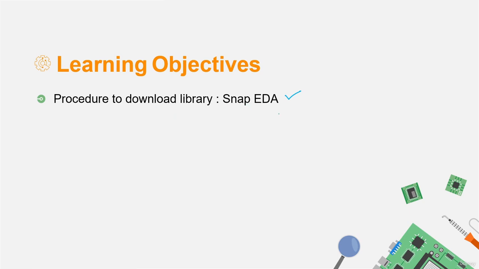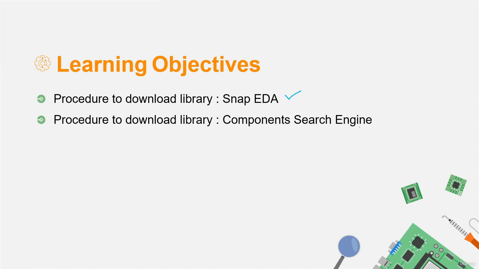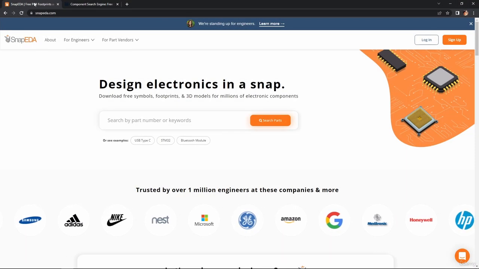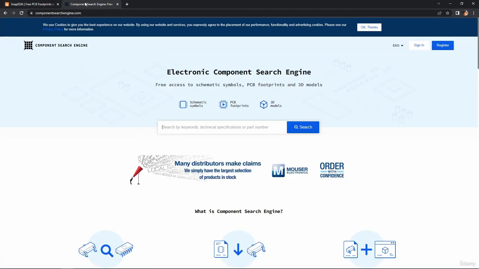Okay. Then the second website is Component Search Engine. I will take you to this particular website, and I will show you how to download the library from it. Okay. So that's how we are going to cover this video, and I'm sure you will definitely enjoy it. Okay. So now let's start with this point. The first website is SnapEDA, and the second website is Component Search Engine.